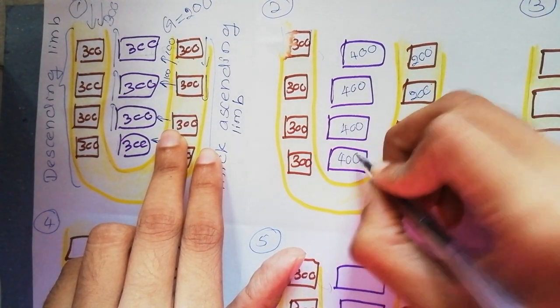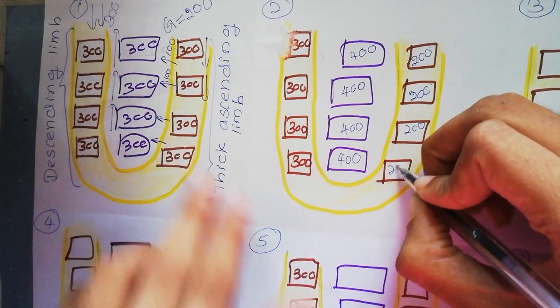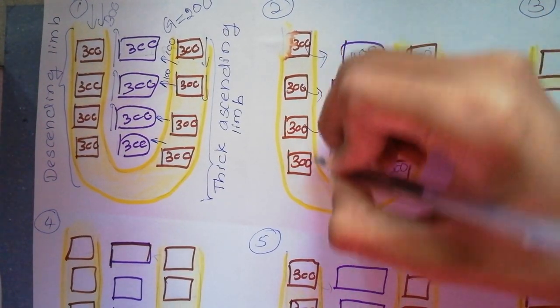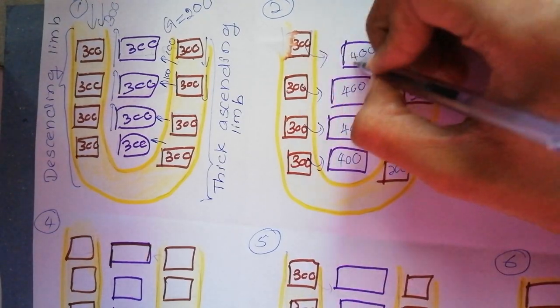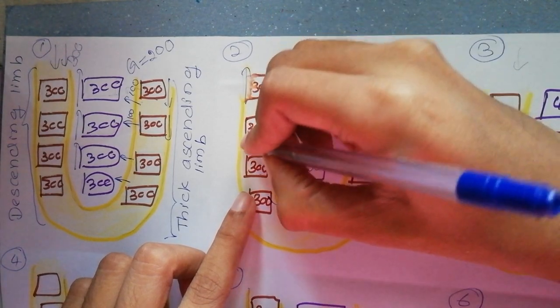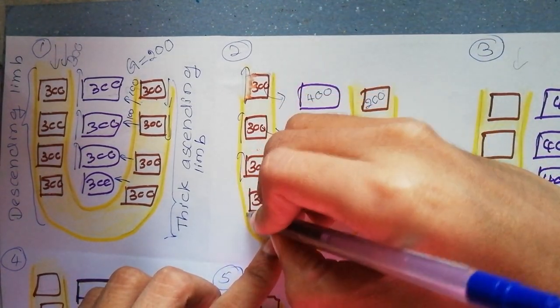In the descending limb of the loop of Henle, water moves out by osmosis. So tubular fluid and interstitial fluid in here get equilibrated. Osmolarity in the tubular fluid increases and quickly becomes equal to the renal medullary osmolarity.